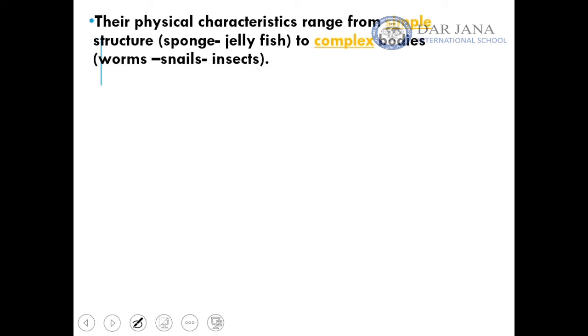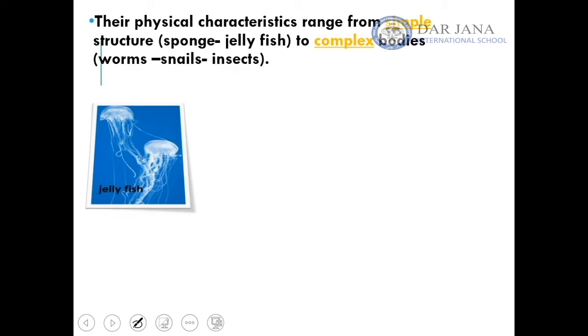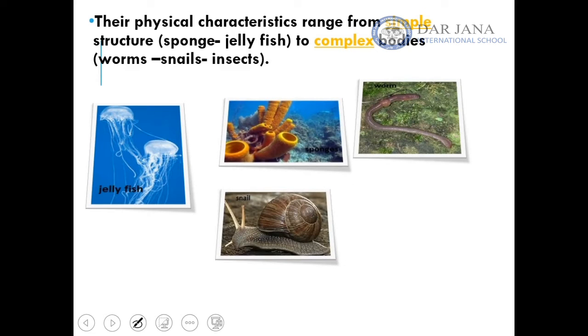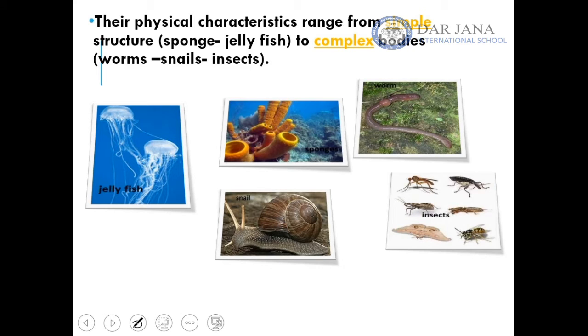characteristics. Their physical characteristics range from simple structures like the sponge and jellyfish to complex bodies like the worms, snails, and insects. Here we have jellyfish, here sponges, here we have snails, and here we have a worm. If you can see, each one of them has a different shape and different characteristics. Otherwise, they would all belong to the same group or phylum. Here we have different types of insects.